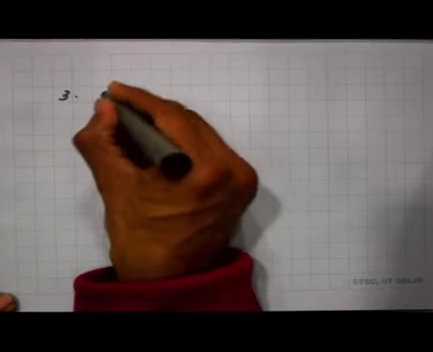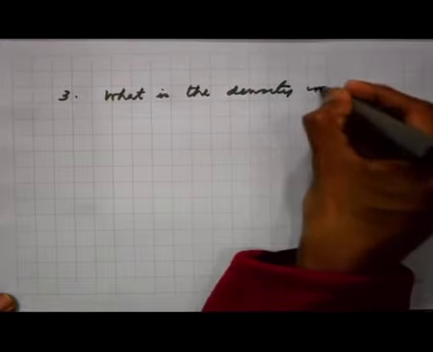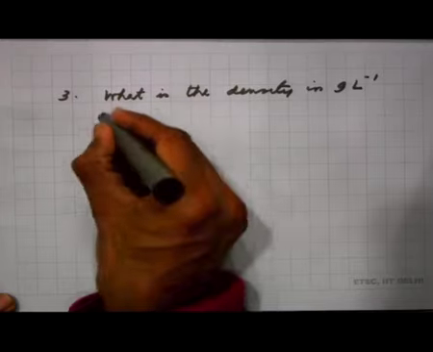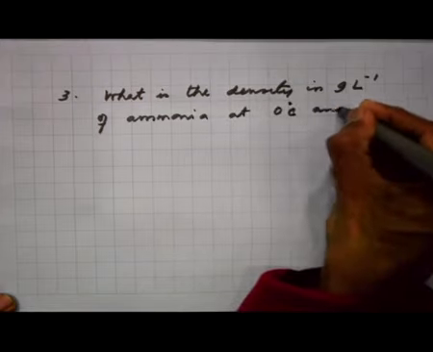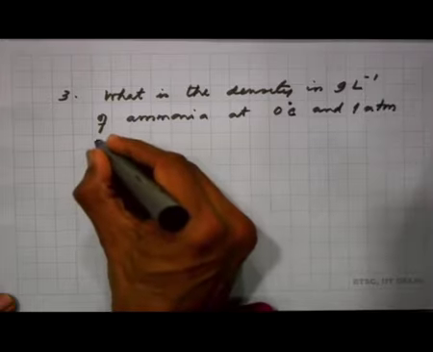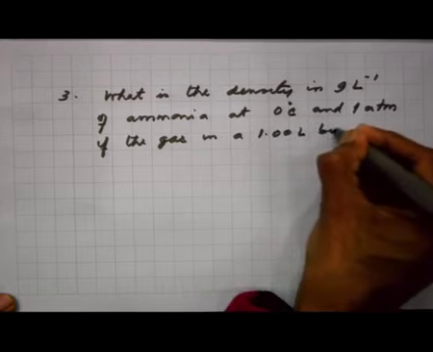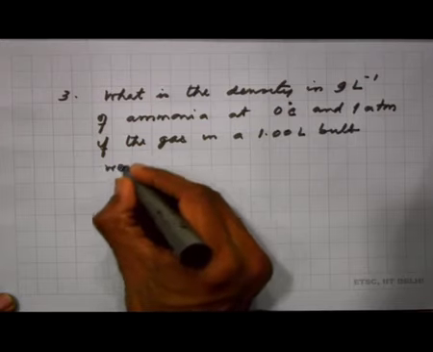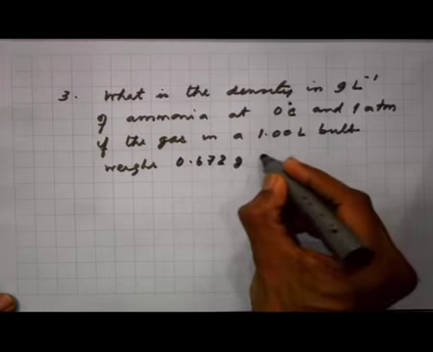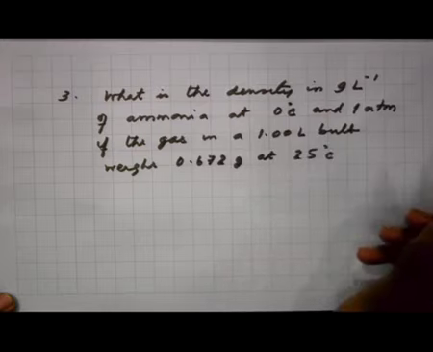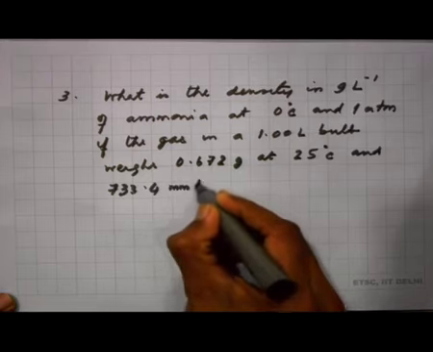Here is another interesting one. What is the density in grams per liter of ammonia at 0 degrees Celsius and 1 atm pressure if the gas in a 1 liter bulb weighs 0.672 grams at 25 degrees Celsius and 733.4 millimeters of mercury pressure?